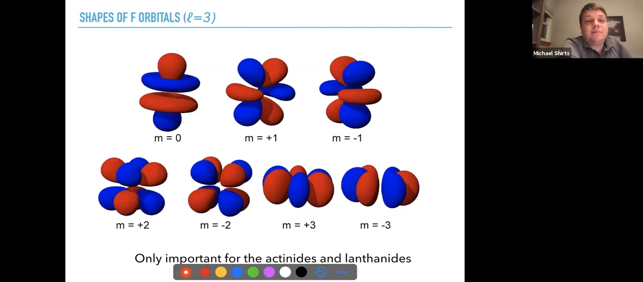So the f orbitals, they get even wilder in shape, and there's, as you can guess, 7 of them. Again, the exact labels of which one is 0, 1, -2 don't matter. Those are essentially arbitrary, but the key point is for l equals 3, there are 7 of them.